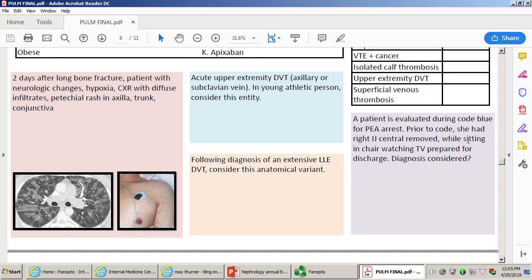A patient codes. Right before the code, she had her IJ removed. What happened? Air emboli. How do you decrease the risk of air emboli? Valsalva.